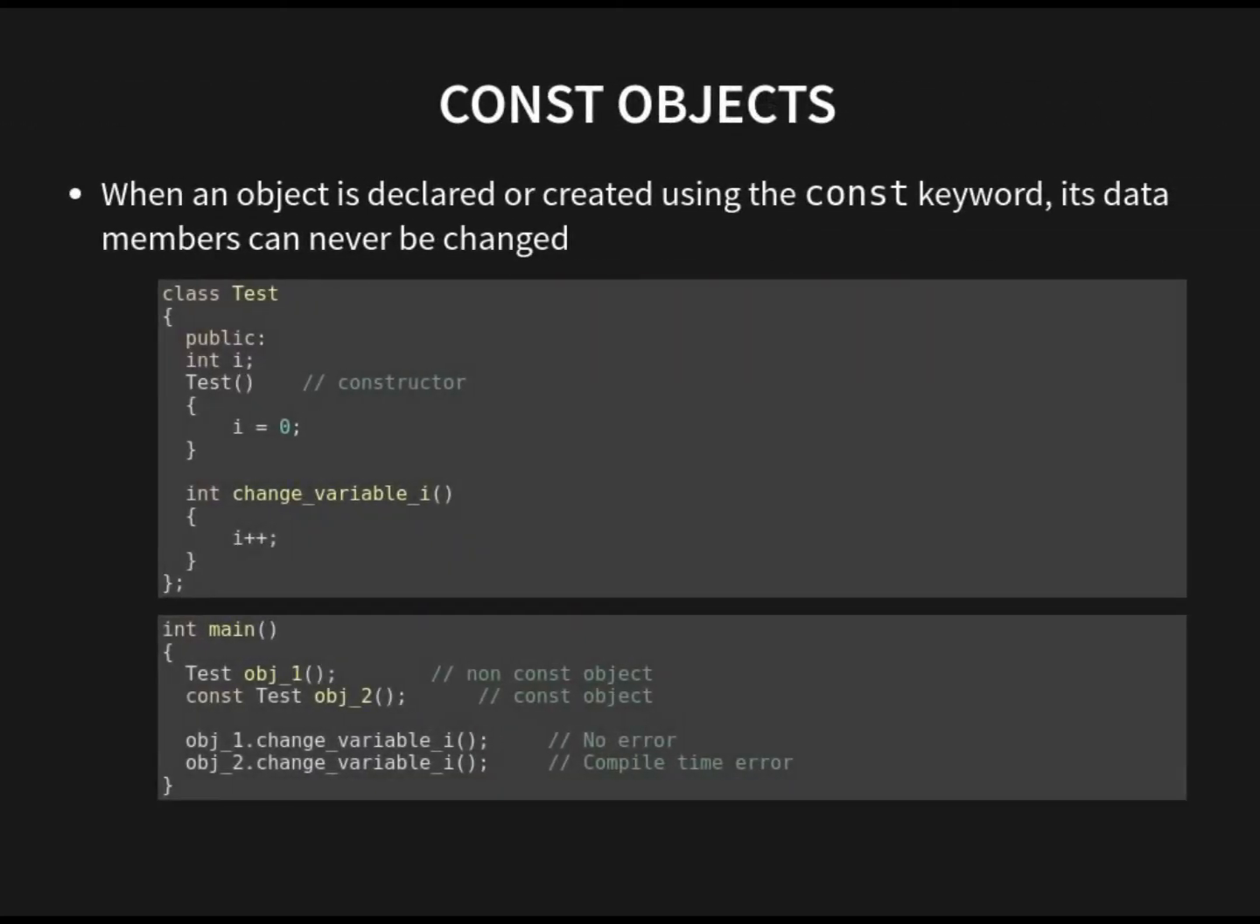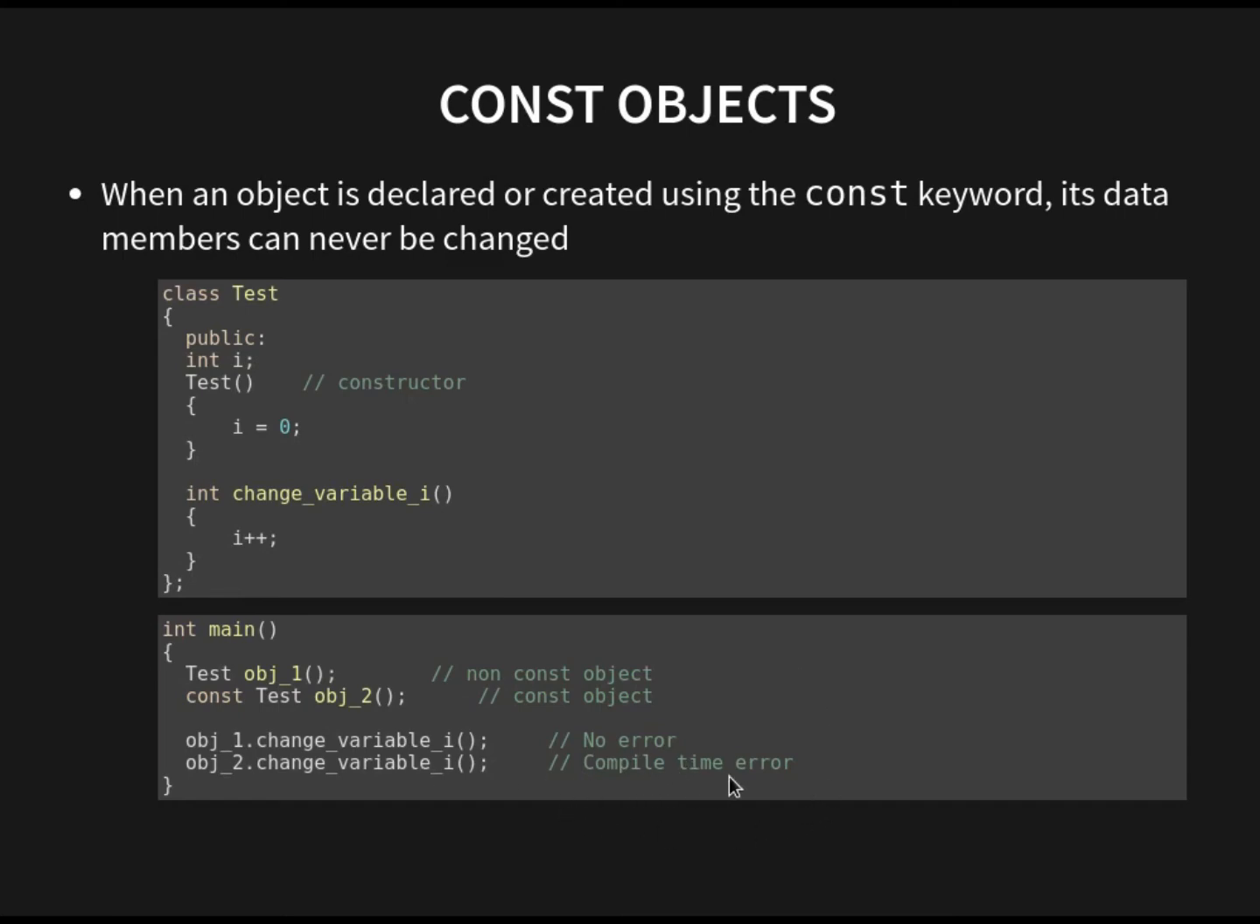An object can also be declared as constant when an object is declared or created using the const keyword. Its data members can never be changed. Here we can see that unlike a normal object, if a const object attempts to change a member variable, it will get a compilation error.